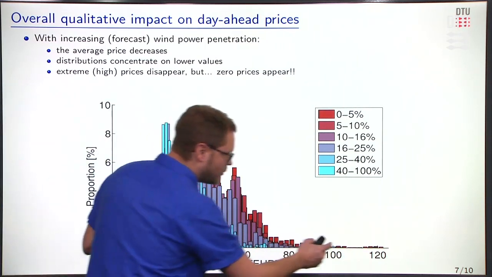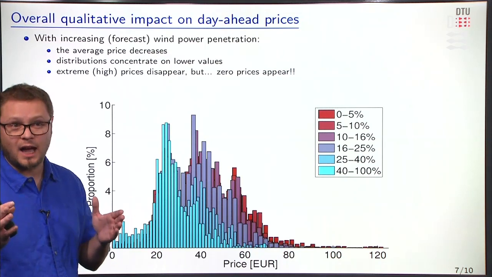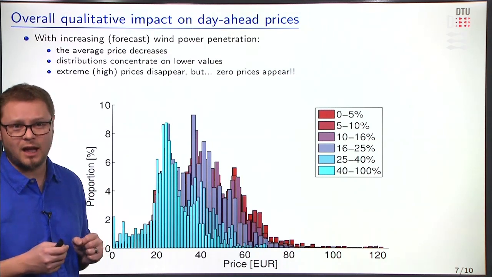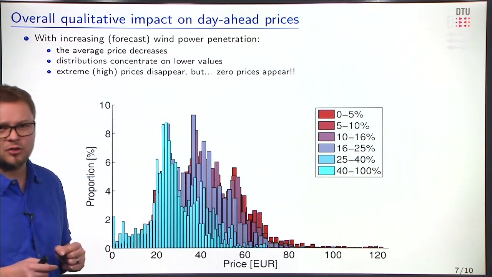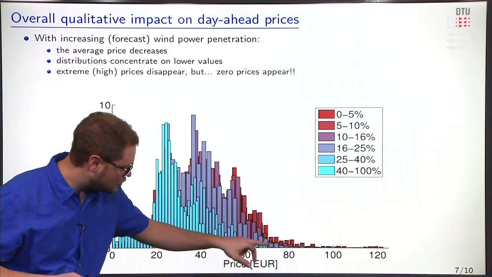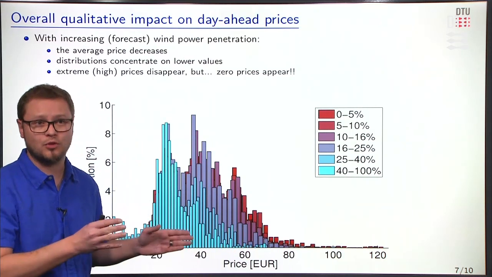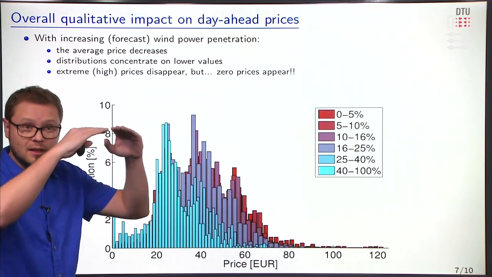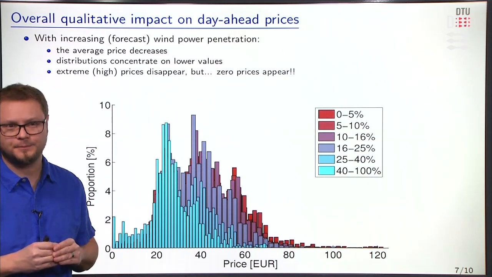If the forecasted wind power penetration is very low, the observed prices are very high, the observed high prices are very high. But if we have very high forecasted wind power penetration, in the tail, so what are the highest prices observed? We actually see that these highest prices observed are not that high. So there is an impact. There's no more high prices in the market.